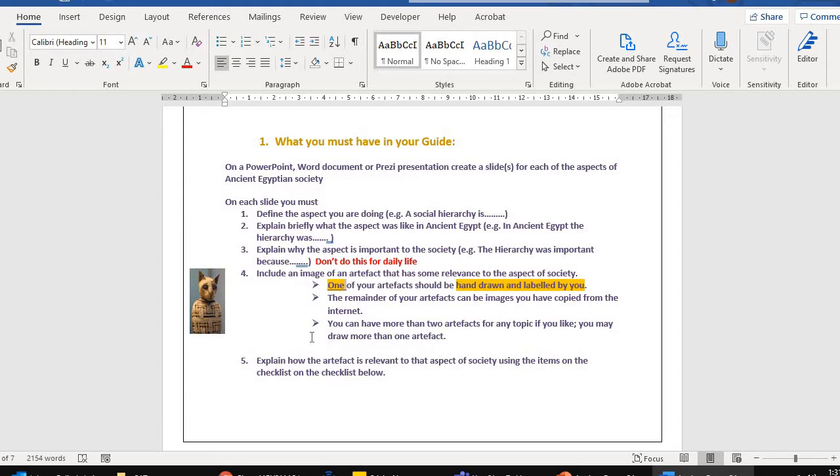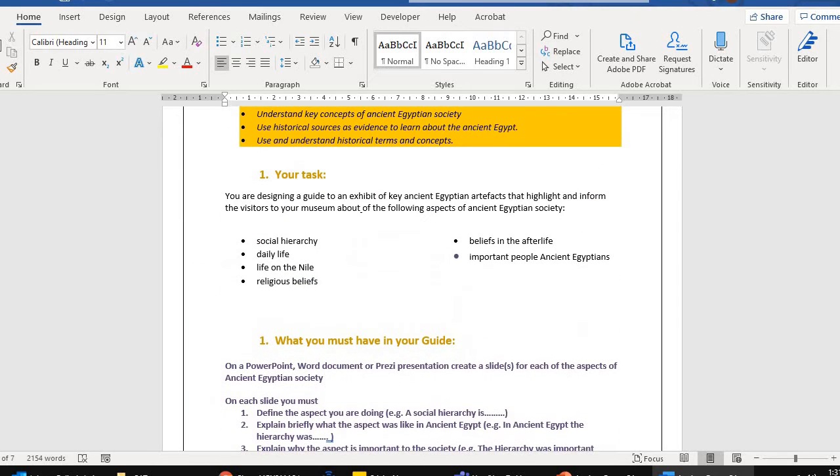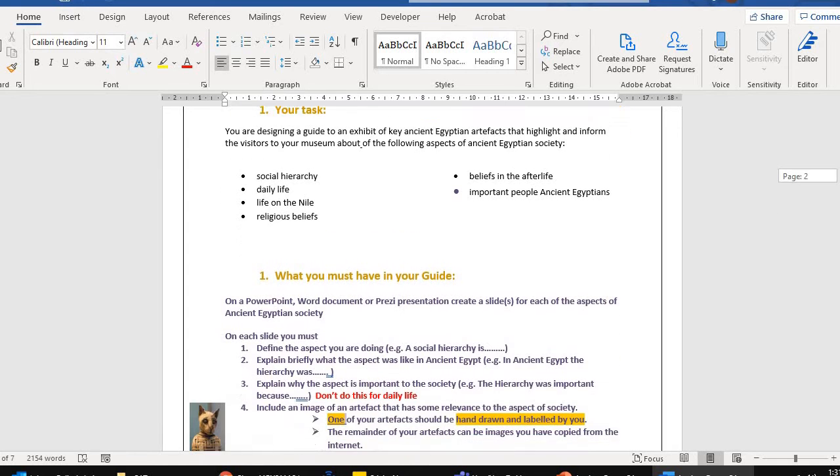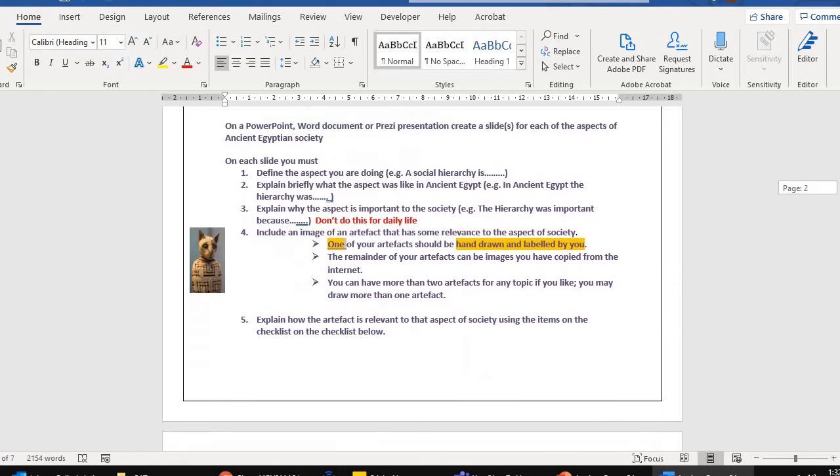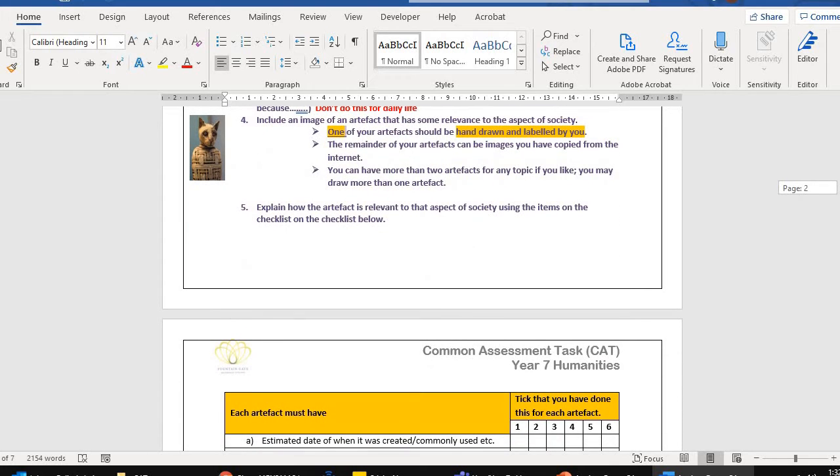The remainder of your artifacts can be images you've copied from the internet. You can have more than 2 artifacts for any topic if you like. You may draw more than one artifact. So if you want to include more than one picture for life on the Nile, you can do that. But just remember, you have to have some sort of artifact to do with it. And an artifact is something that represents that time. So it could be a statue, it could be a painting, but it's done during that time period. So it was created when the ancient Egyptians existed.